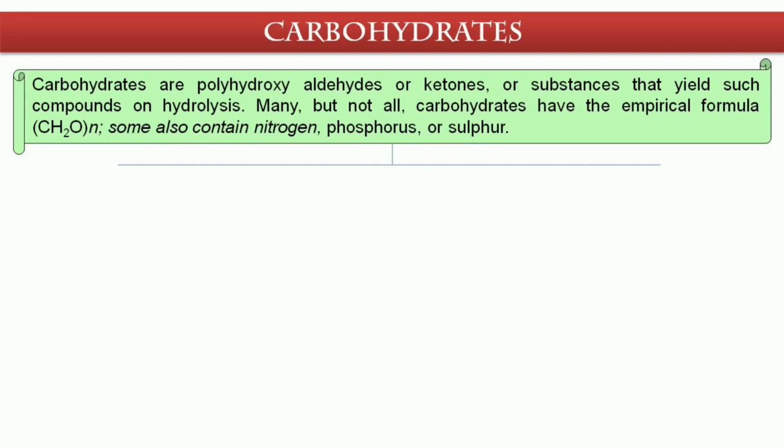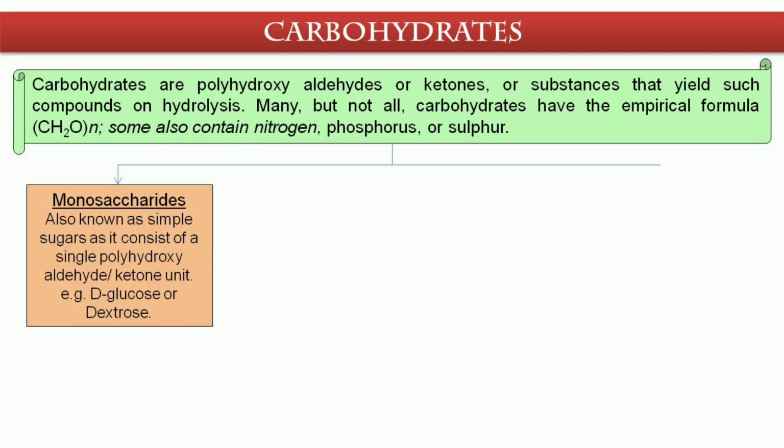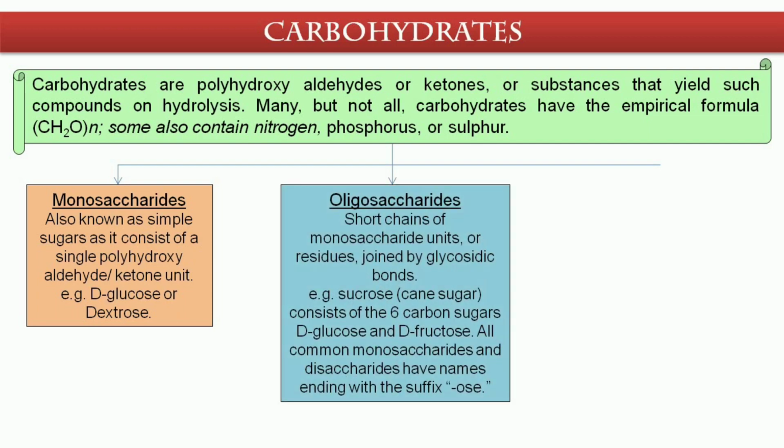Now carbohydrates can be classified into monosaccharides, also known as simple sugars, as it consists of a single polyhydroxy aldehyde or ketone unit. For example, D-glucose or dextrose. Then oligosaccharides. In oligosaccharides we have mentioned disaccharides also. So disaccharides and oligosaccharides become one part.